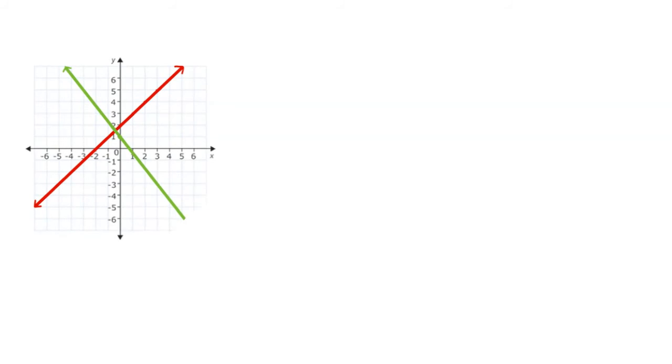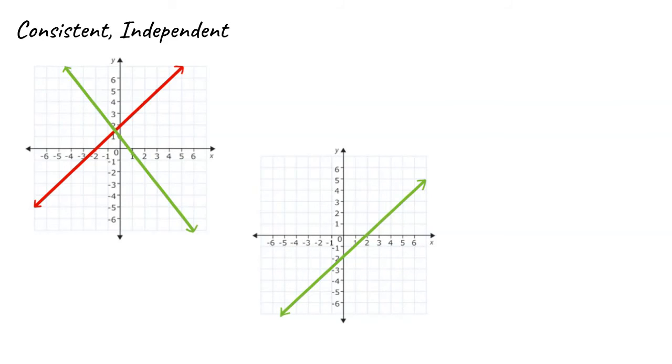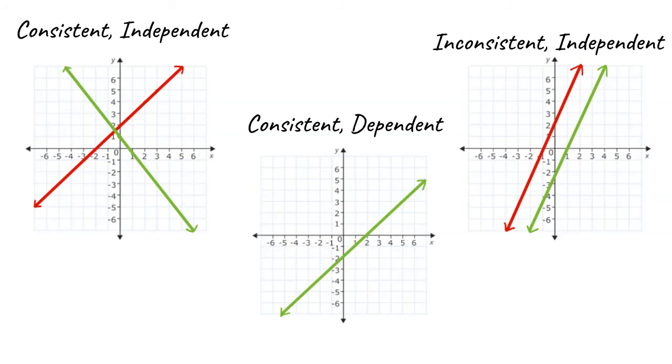In the illustration given, we can see that this is a consistent, independent graph because the lines intersect. In the second illustration, we see that these are consistent and dependent because the lines are on top of each other. And in the third illustration, we see that we have inconsistent, independent lines because they are parallel.